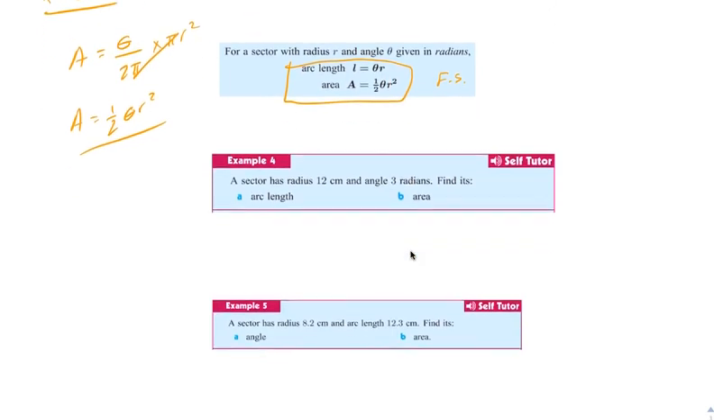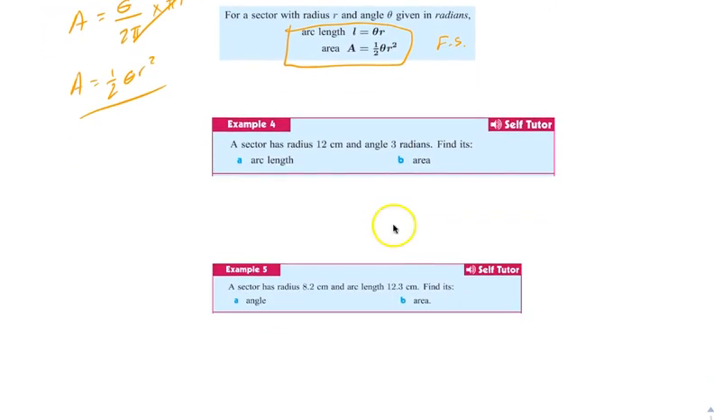So let's do an example. A sector has a radius of 12 centimeters and an angle of 3 radians. Find its arc length. So let's put down the formula. Arc length L is equal to r times theta. Just copying the formula right here. What's the radius? The radius is 12, and the angle is 3 radians, so I can use this formula. It's just 12 times 3, which is 36.